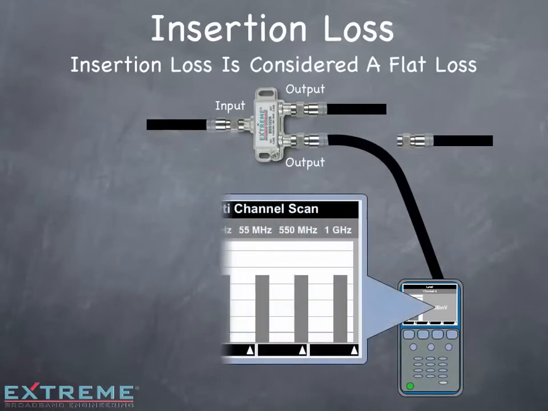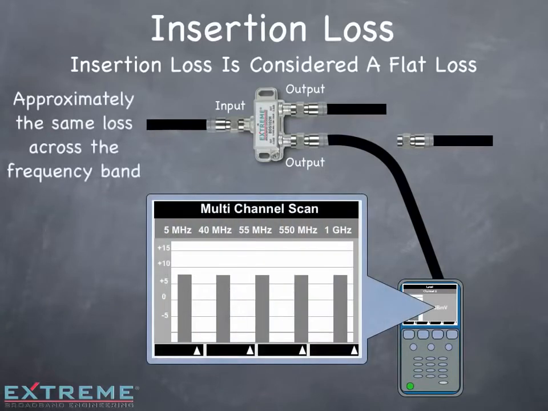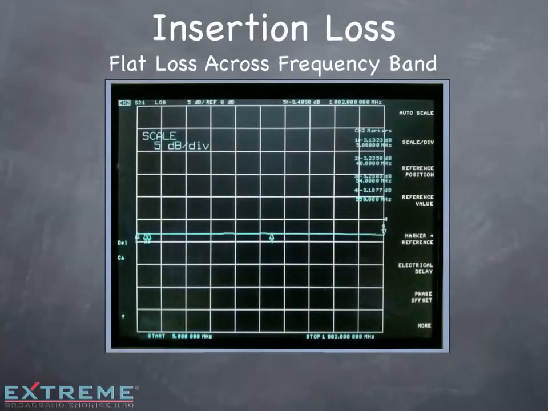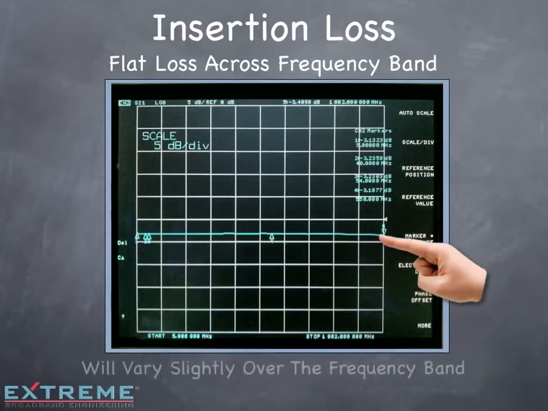Next, we'll measure the output. Now each frequency is measuring 6.5 dBmV for a loss at each frequency of 3.5 dB. So at each frequency, we have approximately the same loss. To illustrate this, we'll look at a frequency sweep on a network analyzer from 5 to 1002 MHz. You'll see that the sweep is fairly flat and varies slightly over the entire frequency band. The normal variance is a few tenths of a dB to 1 dB.